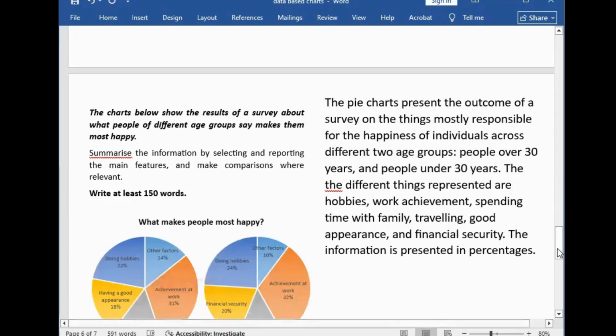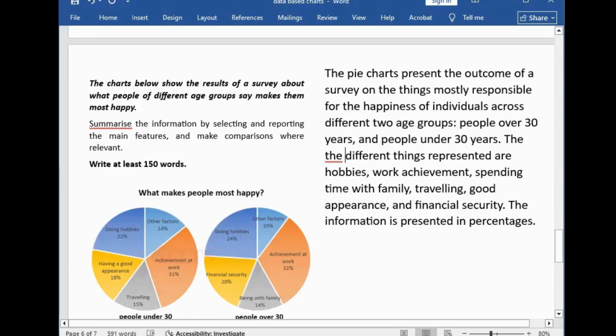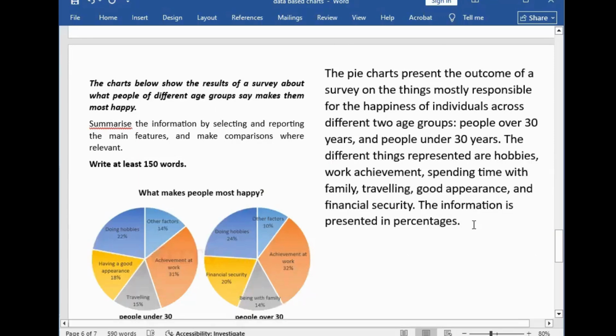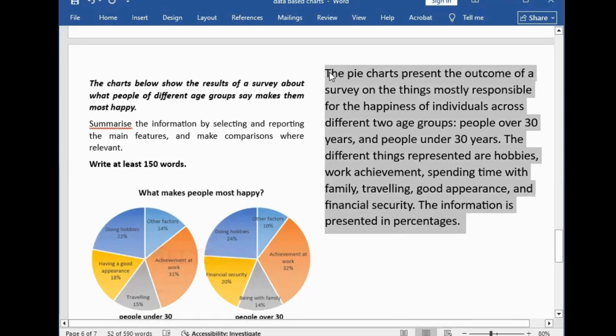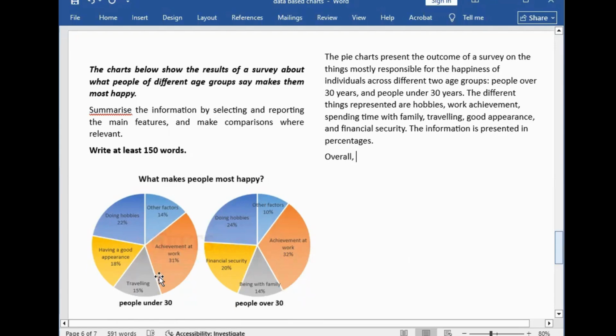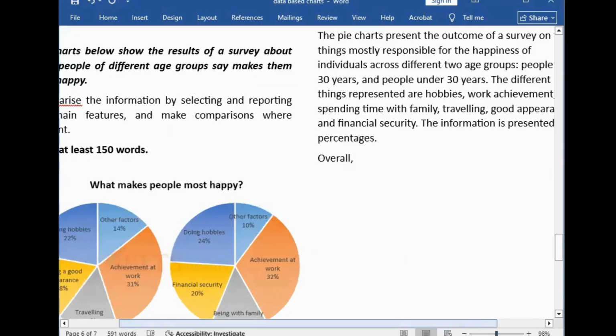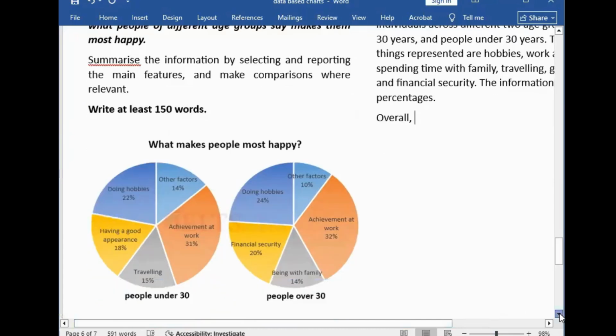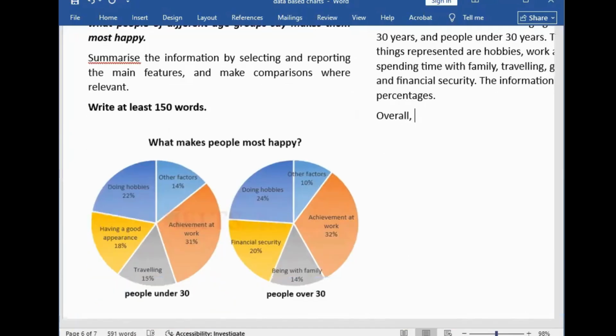This one, next one is okay. Let me write my overview for this question. Let me reduce the size of this thing. Overall, so let's look at this chart closely. Let's look for the biggest figures. Among people under 30, which factor made the largest contribution to happiness?